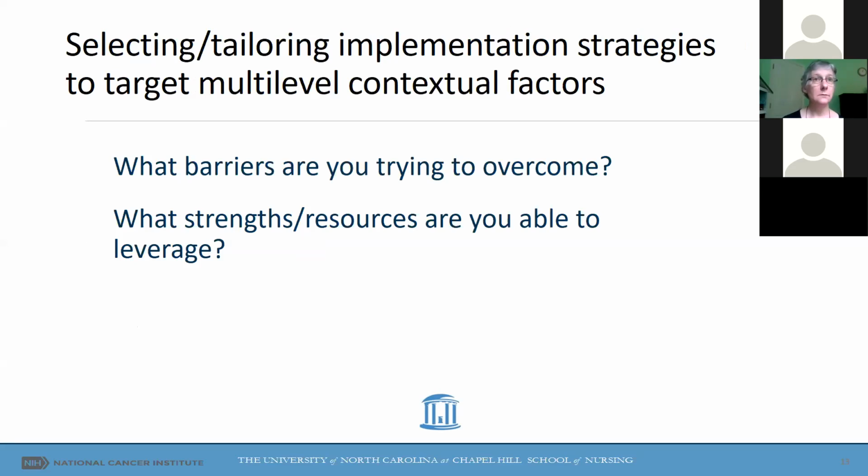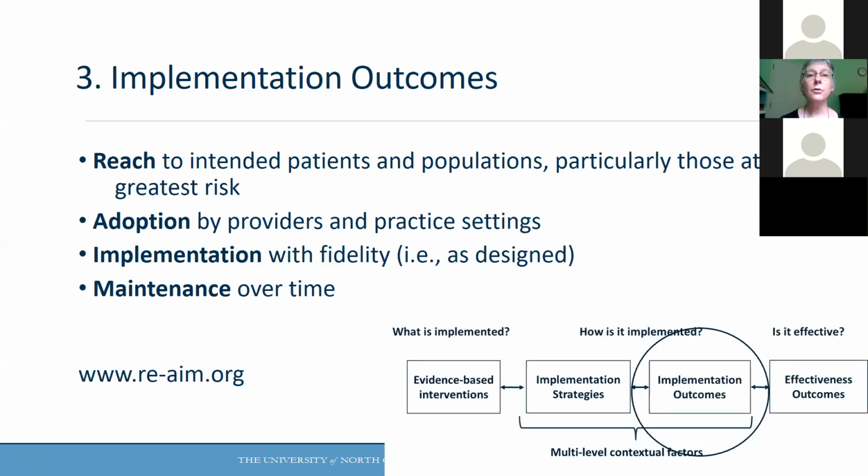So the goal with implementation strategies is, once you understand your multi-level contextual factors, select and tailor your implementation strategies to target those contextual factors. So think about what barriers you are trying to overcome and how your implementation strategies can help you overcome those barriers, and what strengths and resources are available within the multi-level context that you might potentially use your implementation strategies to leverage.